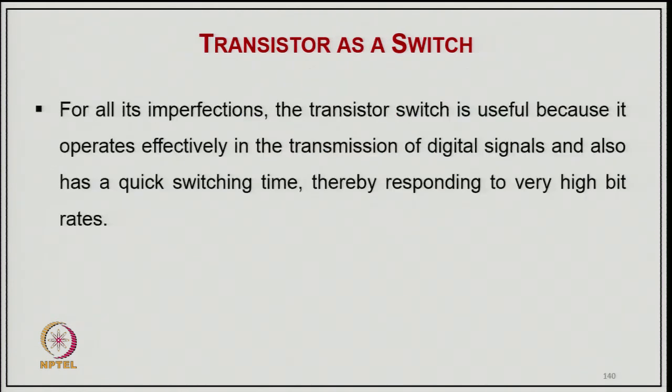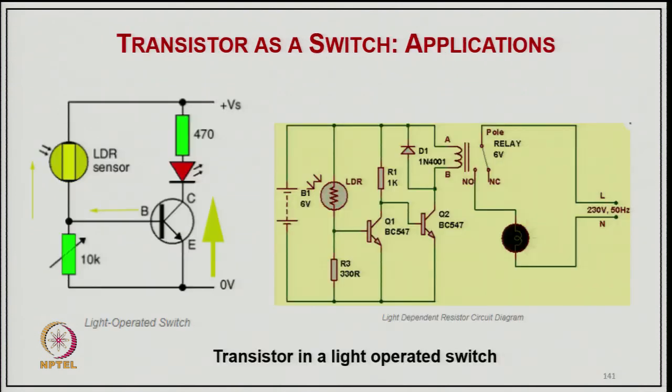So, for all the imperfections, the transistor switch is useful because it operates effectively in the transmission of digital signals and also has a quick switching time, therefore responding to very high bit rates. This is typically the transistor as a switch for amplification. You can see an LDR sensor, and here typically an LED diode with resistance, and how the relay is operating with this amplification.